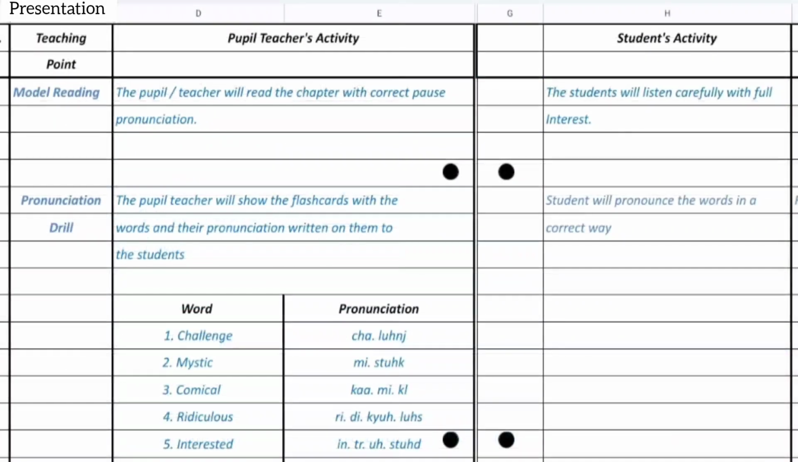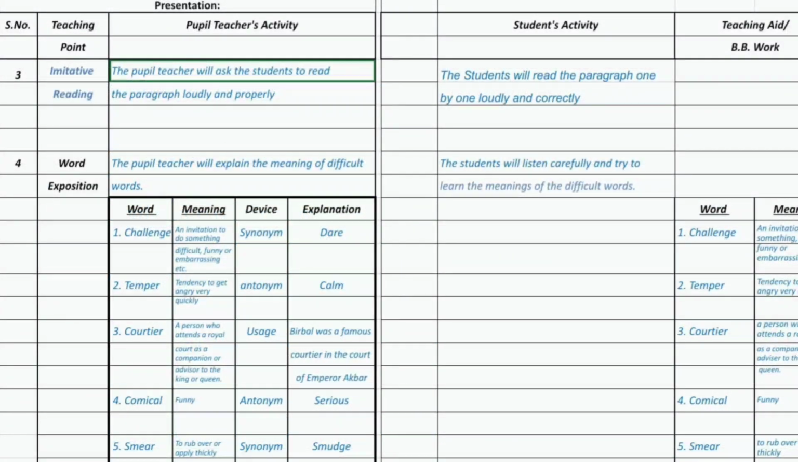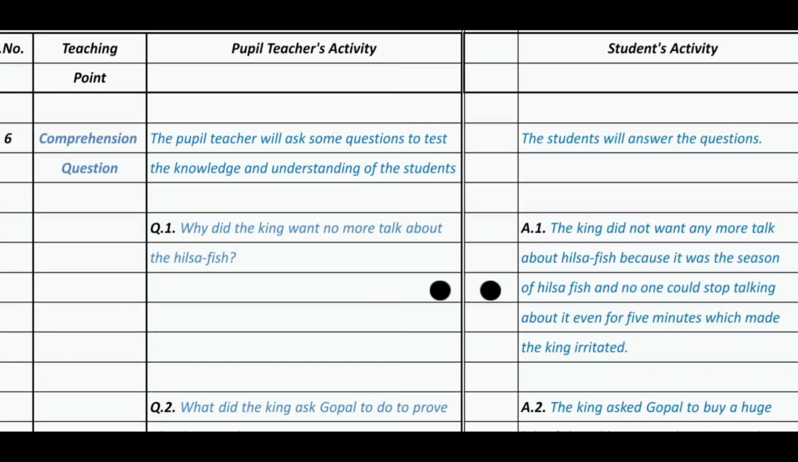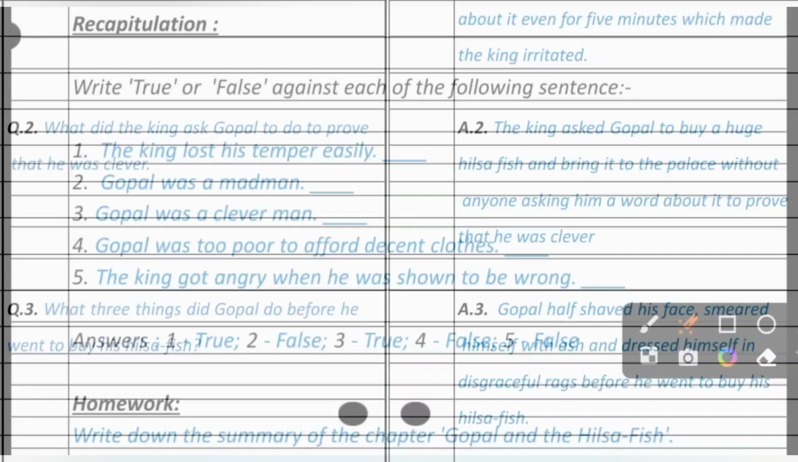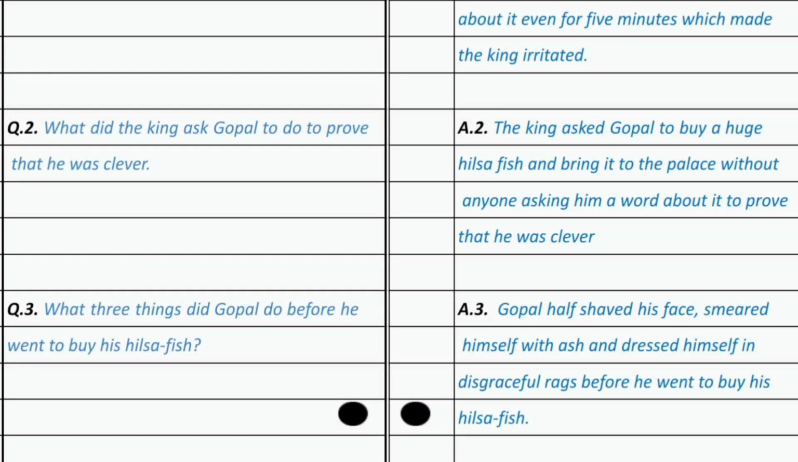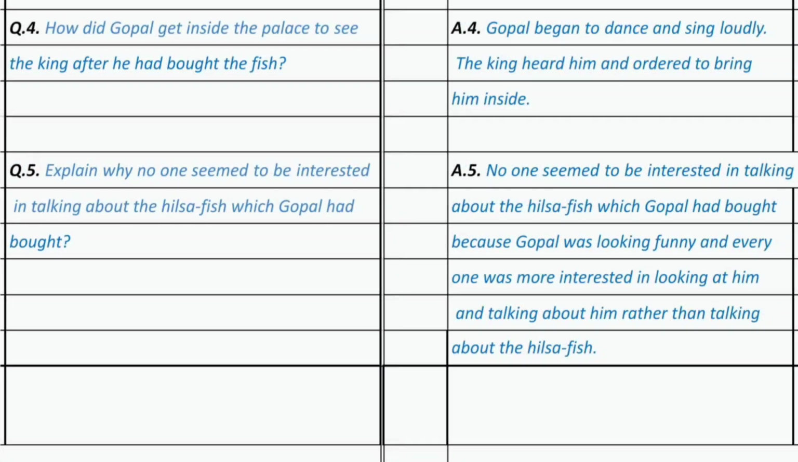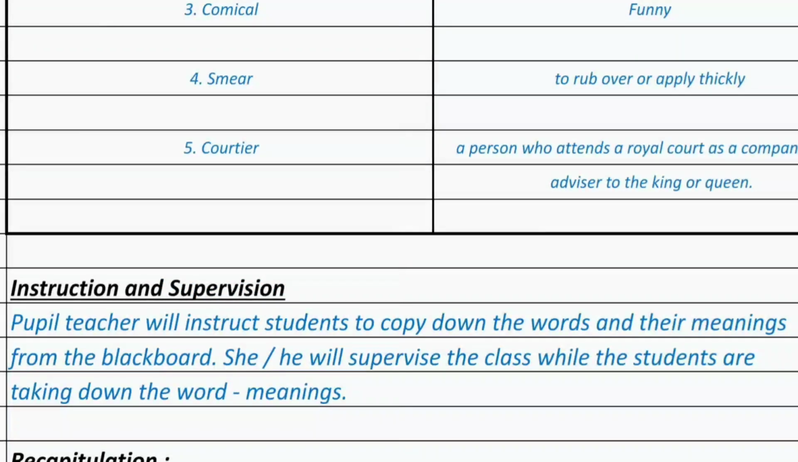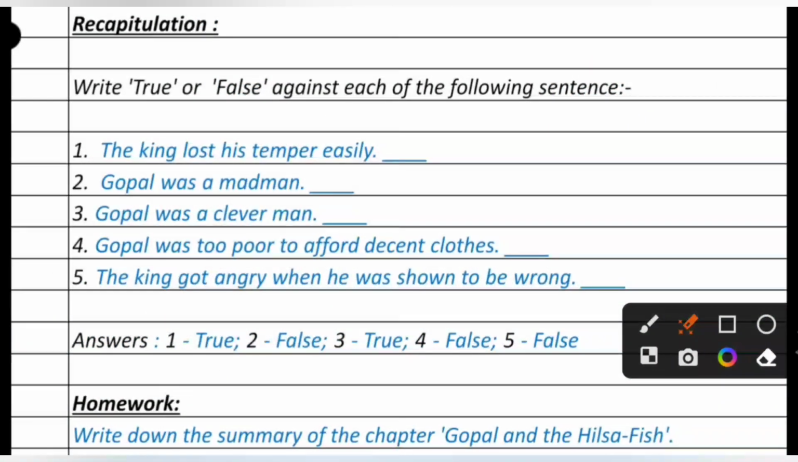There will be 6 teaching points. First teaching point will be model reading. Second will be pronunciation drill. Third will be imitative reading. Fourth will be word exposition. Fifth, silent reading. And sixth, comprehension questions. Now the presentation part is complete. Then the 7th heading will be board summary, 8th will be instruction and supervision, and 9th recapitulation, and 10th home assignment or homework.